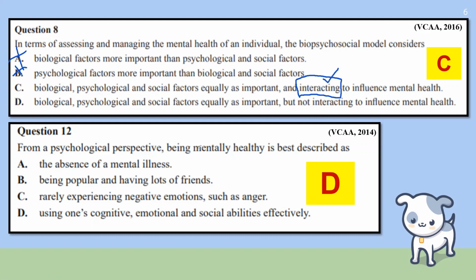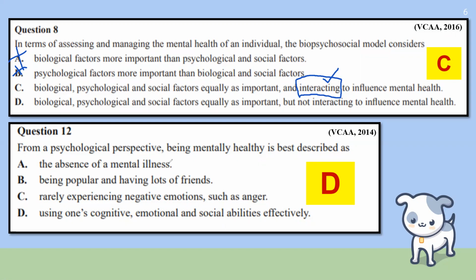For question 12, from a psychological perspective, being mentally healthy is best described as... this is testing your basic idea of what you think mentally healthy people are, or what characteristics they have. It can't be A, because being mentally healthy is not just the absence of a mental illness. If you do Health and Human Development, you would have learned that the definition of health is a complete state of well-being and not merely the absence of disease or infirmity.